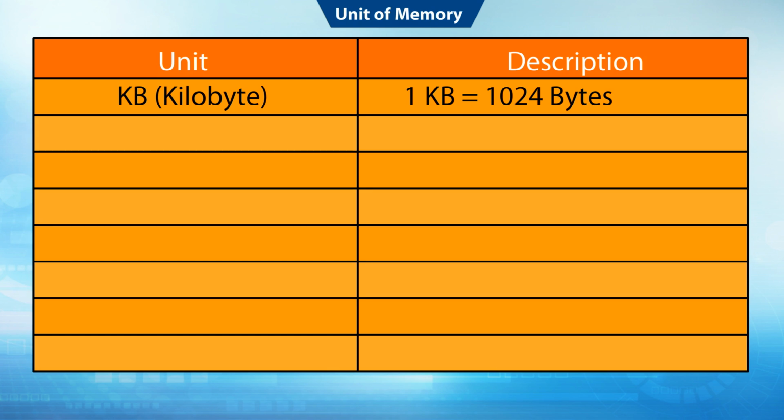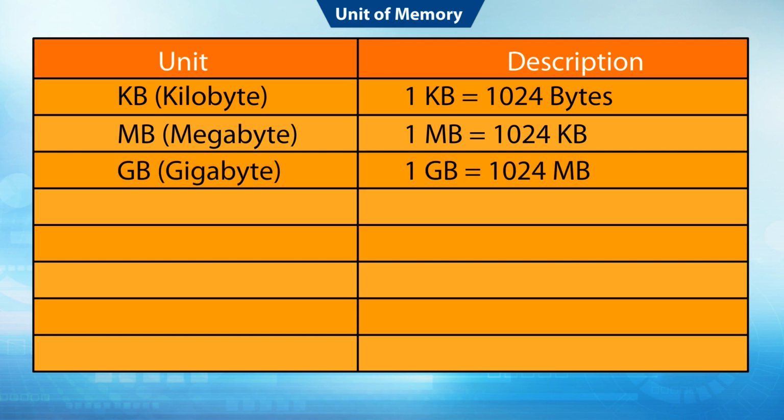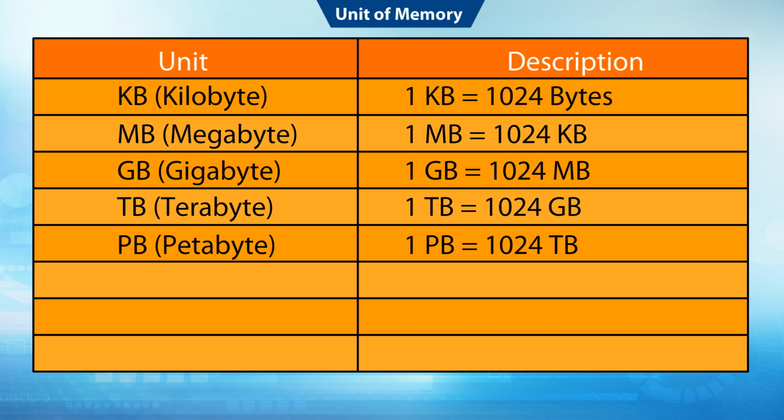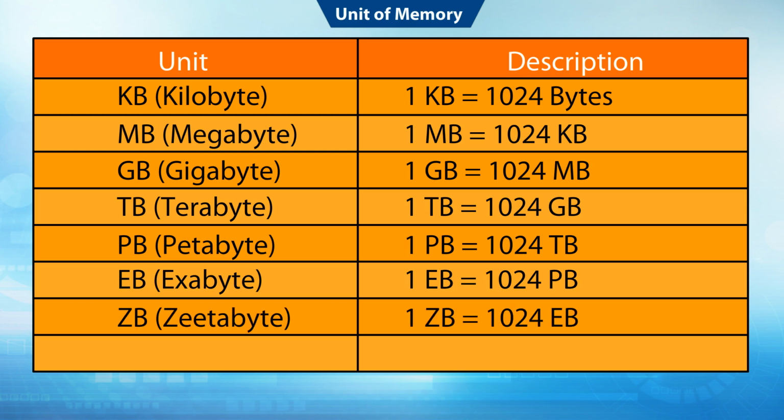1 kilobyte is 1024 bytes. 1 megabyte is 1024 kilobytes. 1 gigabyte is 1024 megabytes. 1 terabyte is 1024 gigabytes. 1 petabyte is 1024 terabytes. 1 exabyte is 1024 petabytes. 1 zettabyte is 1024 exabytes. And 1 yottabyte is 1024 zettabytes.